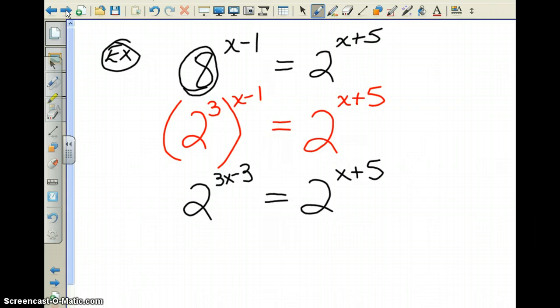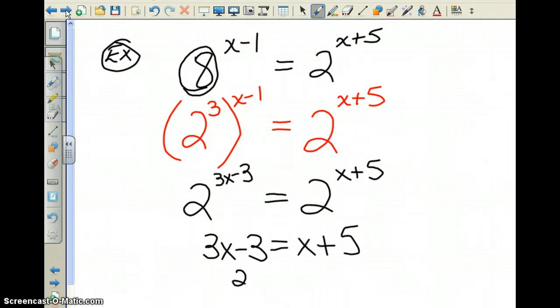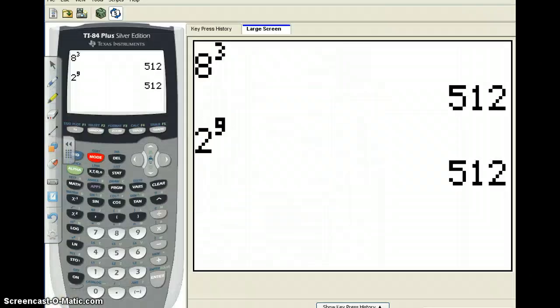Bases are the same, so we're just going to work in the exponents. 3x minus 3 equals x plus 5. Subtracting x and adding 3 will be 2x equals 8, which means x is equal to 4. And just as a quick check of that, let me pull up my calculator. If I substitute 4 in for x, this will be 8 to the 3rd at the beginning and 2 to the 9th. And there you see 8 to the 3rd and 2 to the 9th. They're both 512. So x equals 4 checks out.